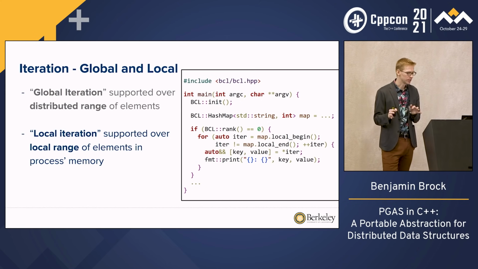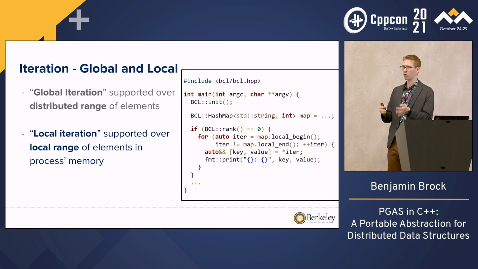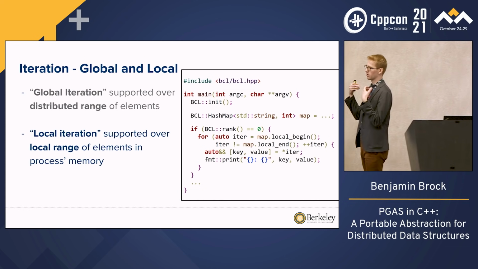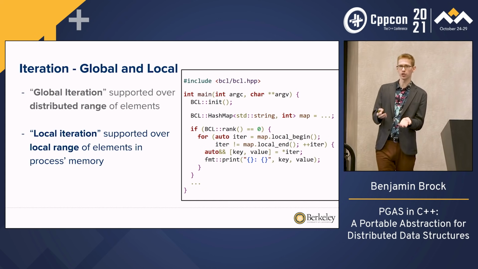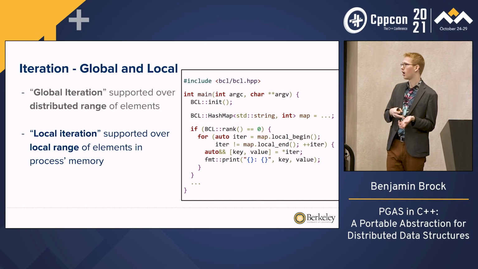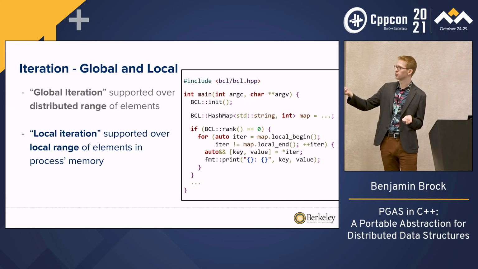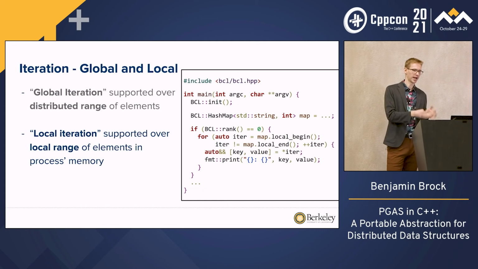The second concept is local iteration. Here we have a local begin and a local end, which reference only the portion of data which is present locally on the process that is calling local begin and local end. And so here we have rank number 0 just printing out its portion of the hash table that it owns.